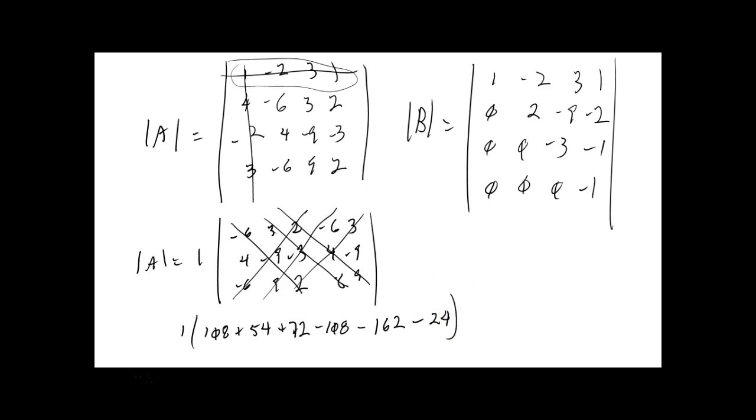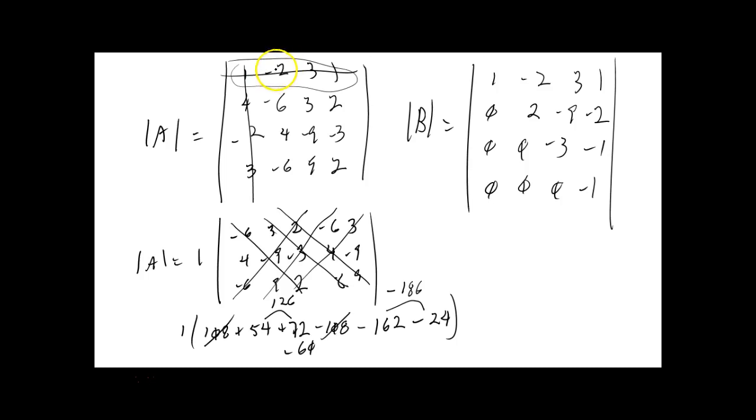Now, easy to do is eliminate the 108s and add these two together, and you get a 126. Add these two together and you get a minus 186. Combine those two together, you get minus 60. So this is a minus 60, 1 times minus 60. And we're only a third of the way there, okay?